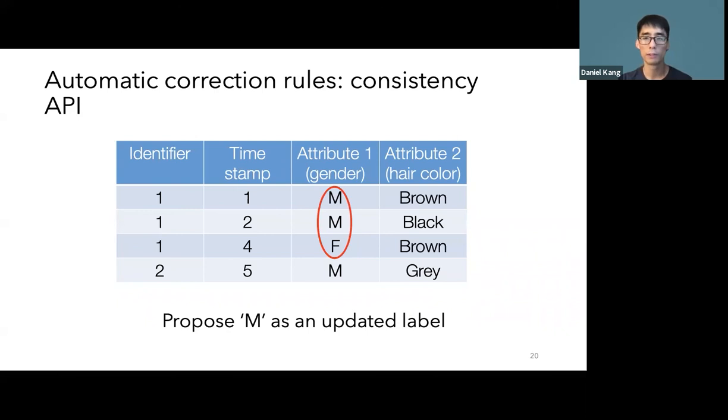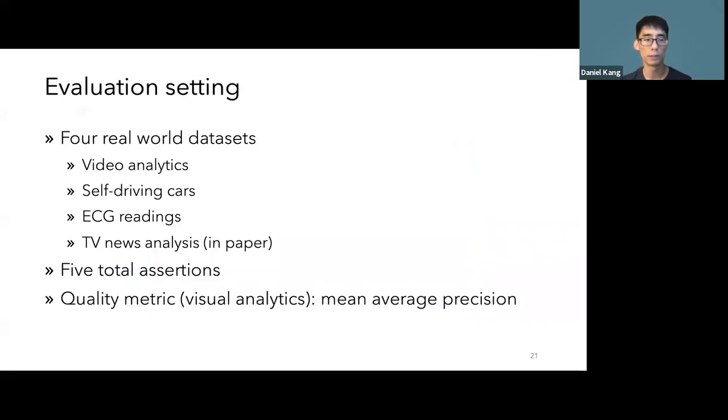To evaluate model assertions, we deployed model assertions across 4 real-world datasets: a video analytics dataset, a self-driving car dataset, an ECG reading dataset, and a TV news and analytics dataset. The TV news and analytics dataset is in the full paper. And for the remainder of this section, we deployed 5 total assertions on the first 3 datasets. And for our retraining experiment, we used a quality metric of mean average precision, where here mean average precision is a standard metric for object detection accuracy.